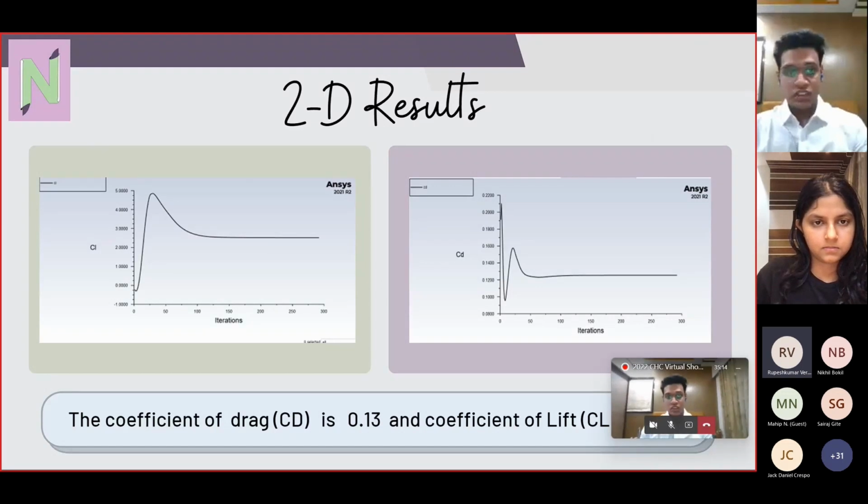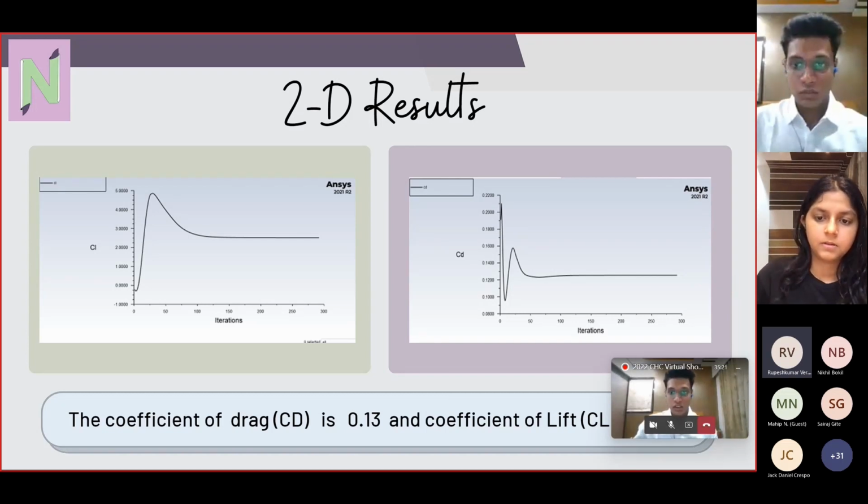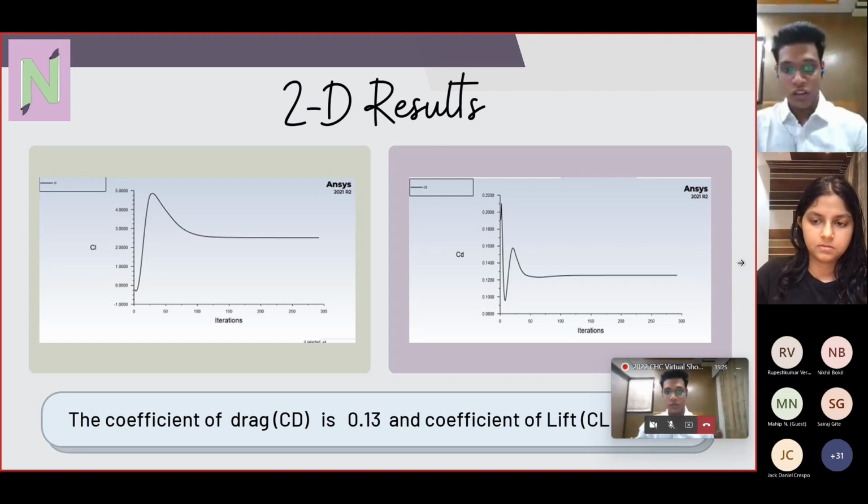The 2D results are on the screen. The coefficient of drag is 0.13 and the coefficient of lift was around 0.5.